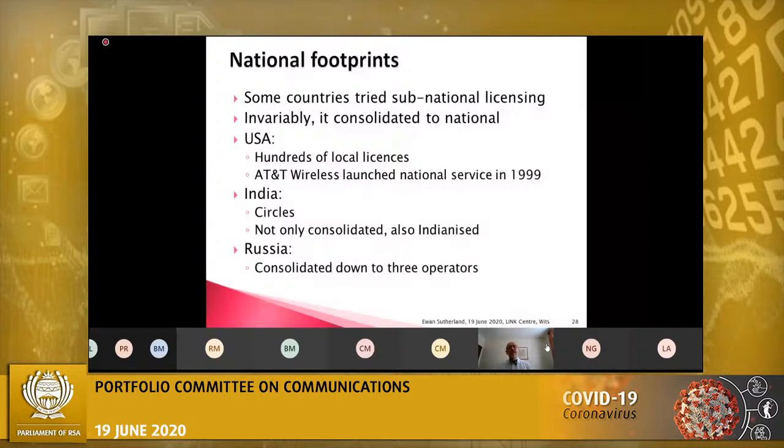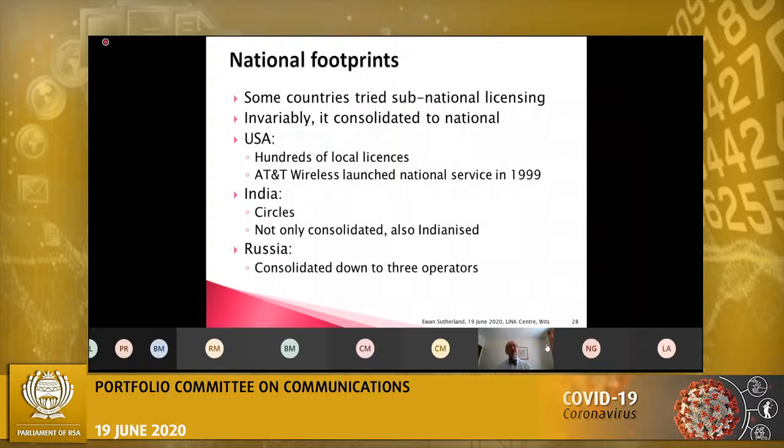Strangely, that has now consolidated down to a very small number of national operators operating on this 1.3 billion, is it 1.4 billion population? Interestingly, it's also been Indianized. The main operators are now owned by Indian billionaires. Russia had the same, it consolidated down to 3 operators.